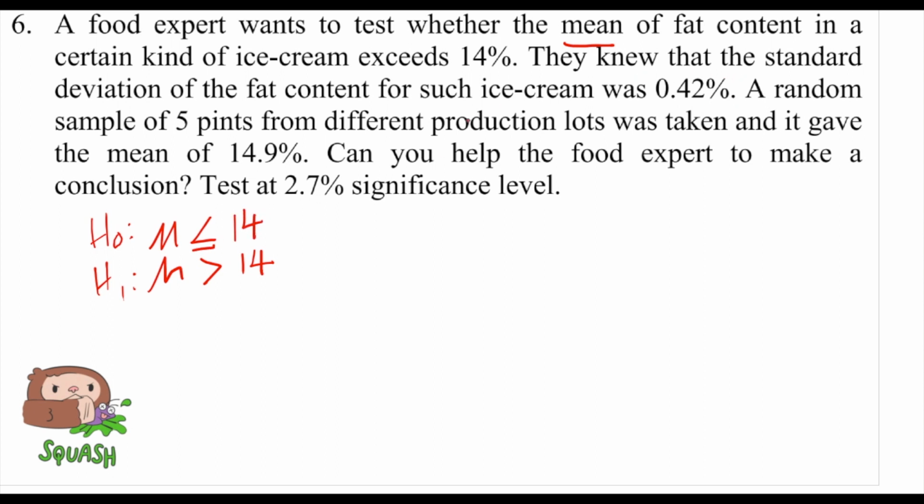They knew that the standard deviation was 0.42. Now, past experience, am I right? So past experience, this would be sigma, 0.42. A random sample of 5 pints, so n would be 5, and the mean x bar would be 14.9. Although the sample size is small, because we have the value of the population standard deviation, we would choose to use the normal distribution, and our test statistic would be Z star.